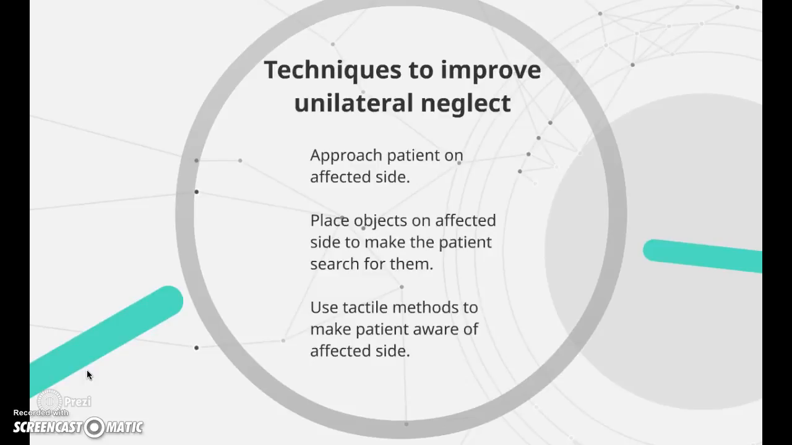Techniques to improve unilateral neglect. Approach the patient on the affected side. Place objects on the affected side to make the patient search for them. Use tactile methods to make the patient aware of the affected side.